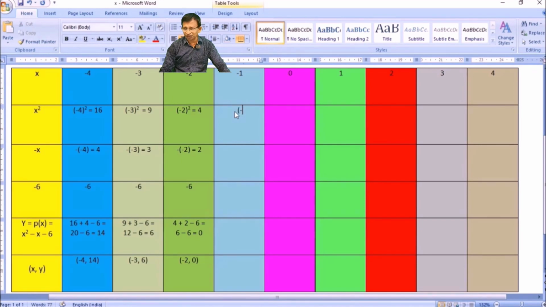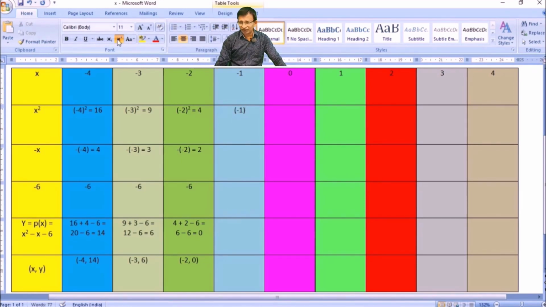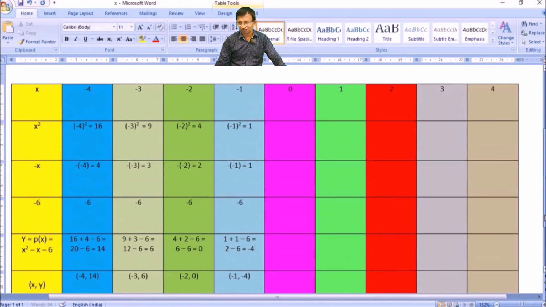Next, come to the fifth column. If x equals minus 1, then x squared is equal to minus 1 whole squared, which is equal to 1. And minus x equals minus of minus 1, which is equal to 1. The third term is minus 6. By adding these three terms, you will get 1 plus 1 minus 6 is equal to 2 minus 6, which is equal to minus 4. So the point is (-1, -4).